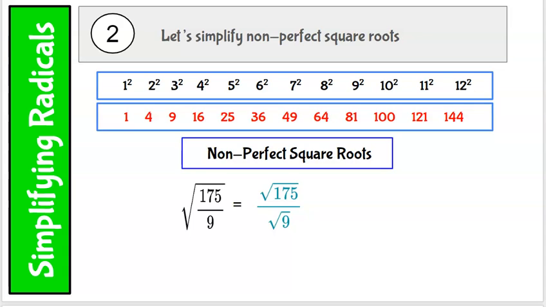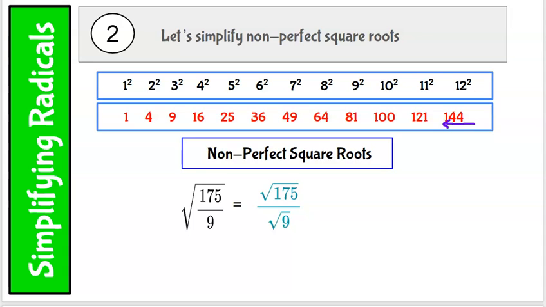So you would start taking 175 and going backwards on our scale up here and seeing if each one of these numbers would divide evenly into 175. We would do the same thing with 9, but we can also see that 9 is going to be one of our perfect squares. So that's going to come out from under the radical. So let's just worry about the 175 on top first, because we know it is not a perfect square.